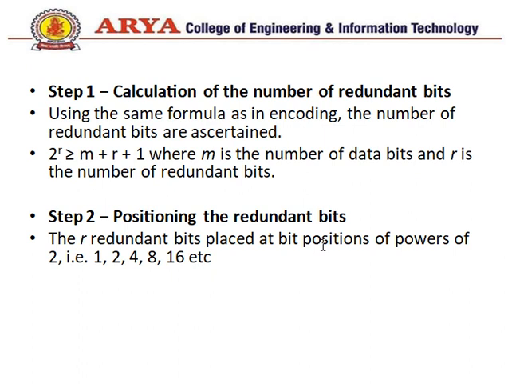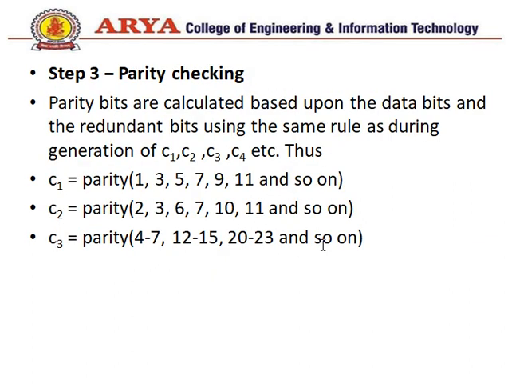Calculation of the number of redundant bits, using the same formula as in encoding. The number of redundant bits is ascertained: 2 power r greater than or equal to m plus r plus 1, where m is the number of data bits and r is the number of redundant bits. Step 2: positioning the redundant bits. The r redundant bits are placed at bit positions of powers of 2, that is 1, 2, 4, 8, 16, etc.